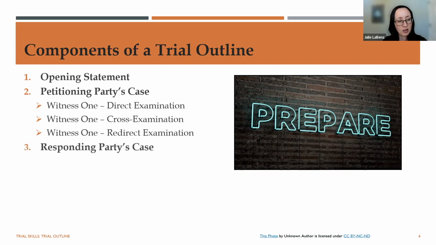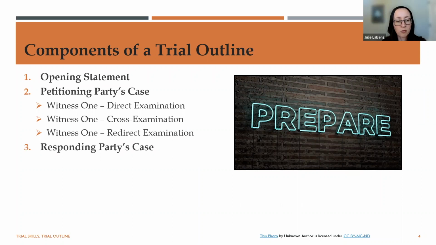Now, the petitioning party, this flow for witness one, this will now happen if they have a second witness. So they would call witness two to the stand, and they would go through direct examination, cross-examination, and redirect. If they had a third witness, they would call. So all of the petitioner's witnesses get called at this stage, at least the ones that they are planning to present in their case in chief.